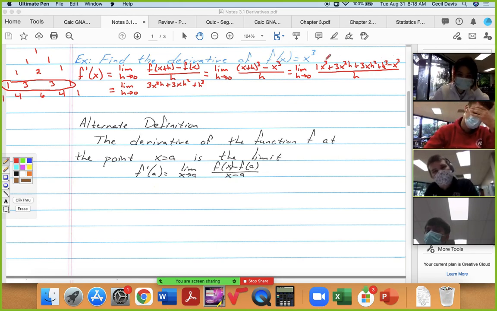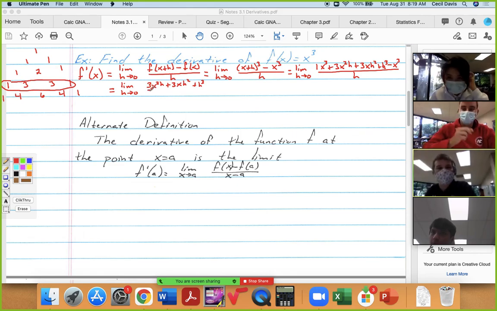Do you notice how these powers always add up to 3? X cubed, x squared times h, x times h squared. So the next one's going to be h cubed. Each time the x is going down by 1 power and the h is going up by 1 power, all over h.